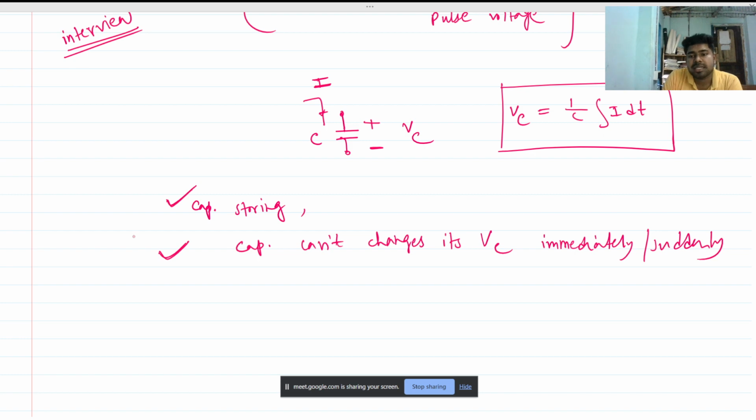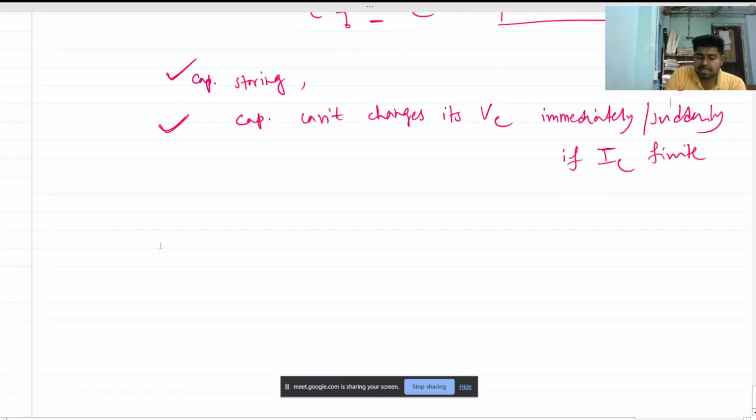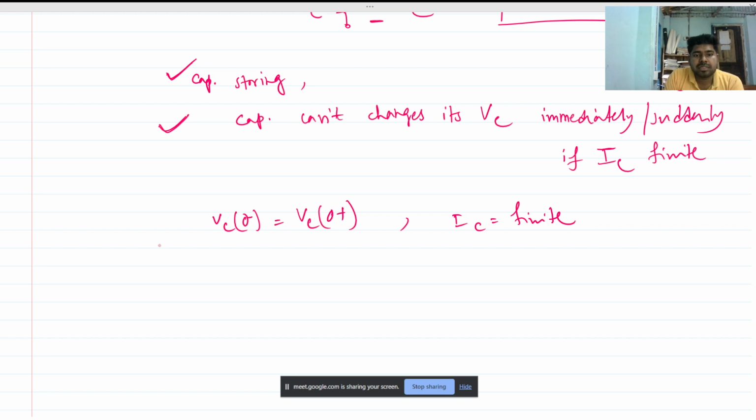The condition is that the current through the capacitor is finite. If this I is infinite, then VC can change instantly, suddenly or abruptly. This is the main condition. What does it mean? VC of 0 minus equals VC of 0 plus when IC is finite. The potential across the capacitor at t equals 0 minus is the same as at t equals 0 plus. But if IC is infinite, then this value can change abruptly, so VC of 0 minus is not equal to VC of 0 plus.